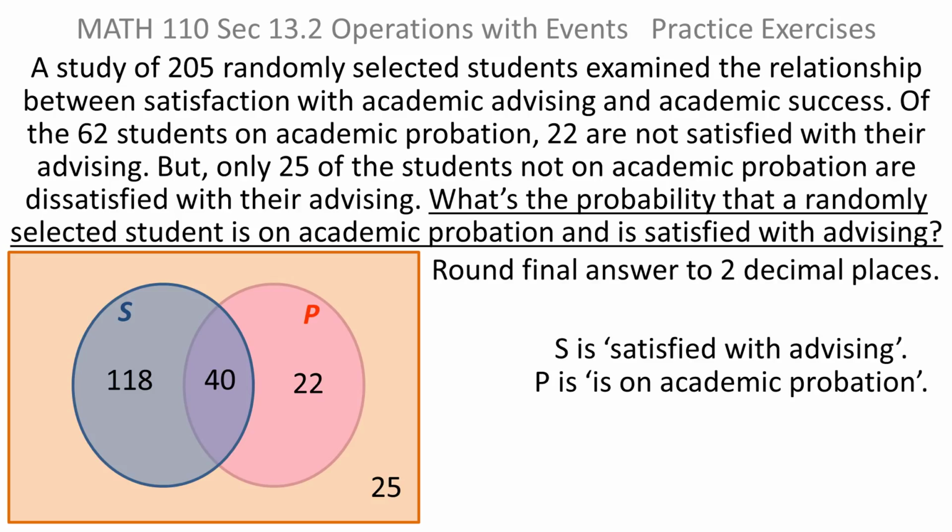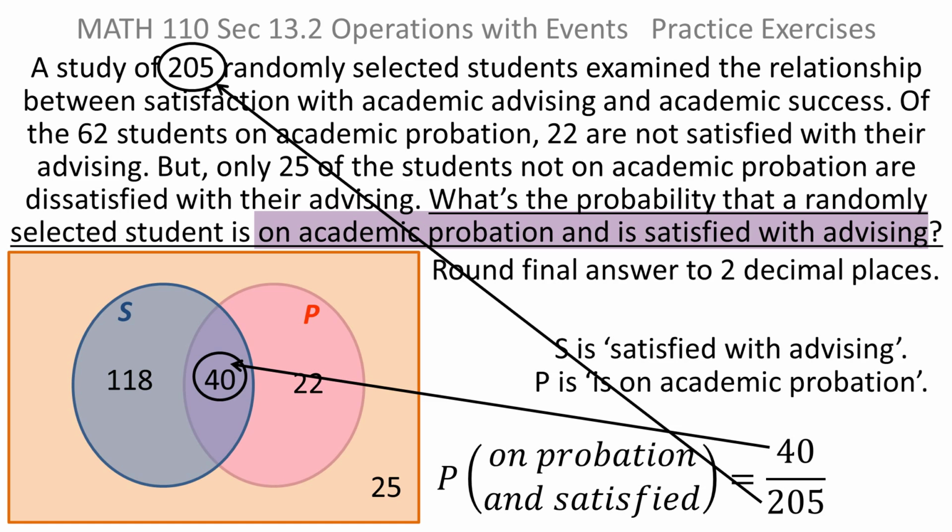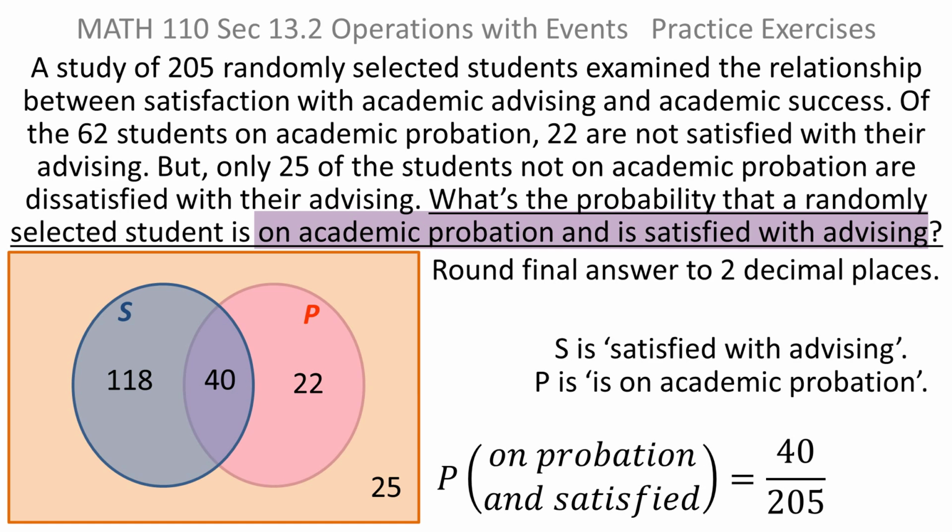What's the probability that a randomly selected student is on academic probation and is satisfied with advising? That's the intersection of the S circle and the P circle. There are 40 students out of 205. And if you reduce that, and if you write it as a decimal to 2 decimal places using your calculator, you'll get 0.20.